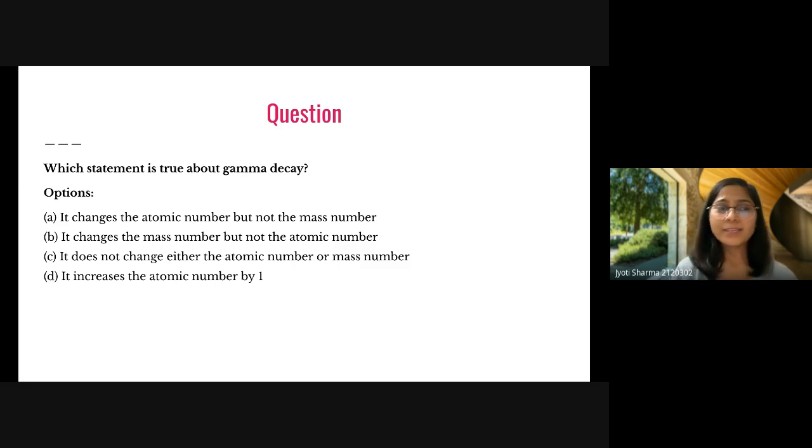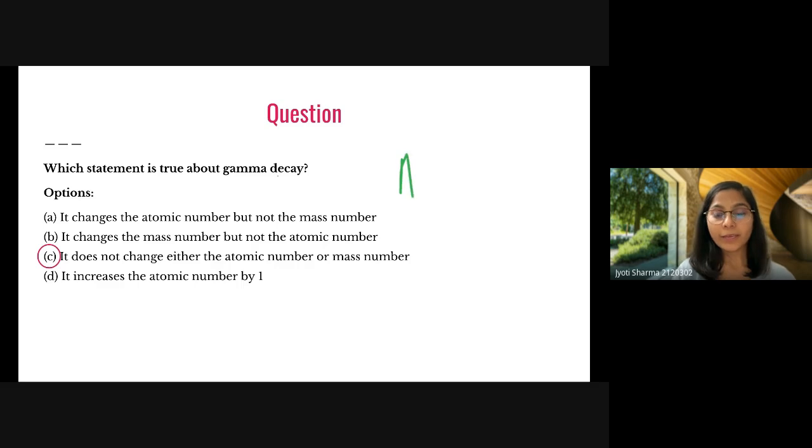So gamma is like, sorry, this is just electromagnetic radiation, and if it is electromagnetic radiation, it means it doesn't have mass, and it has very low ionizing power, right? So that's why this will not have any mass or even any number. So that's how this will give you the answer, that is C, that it does not change either the atomic number or atomic mass. So let me show you.